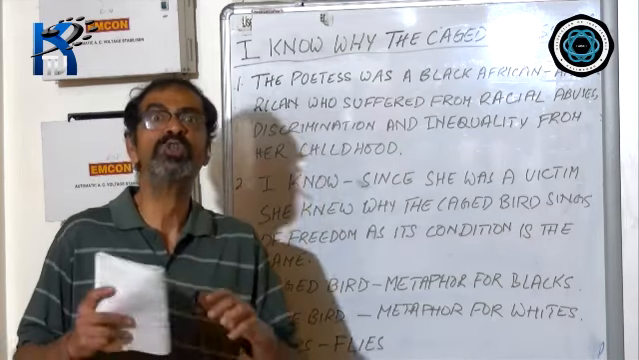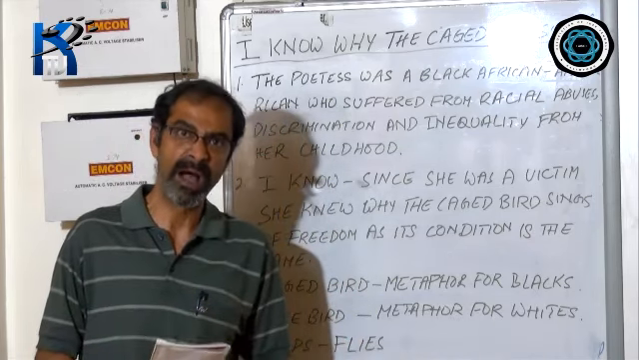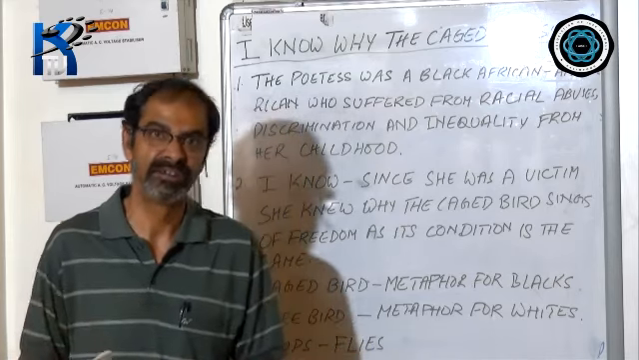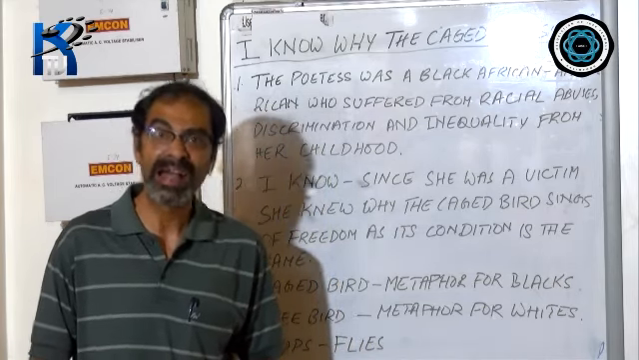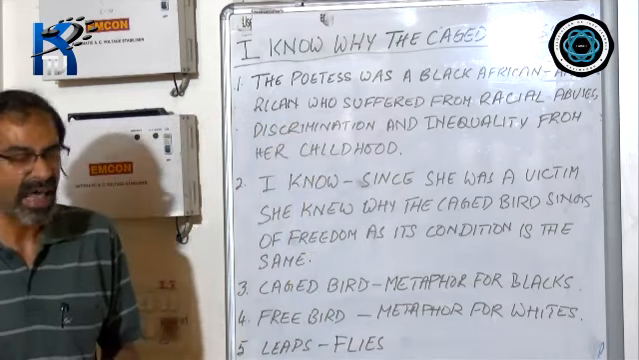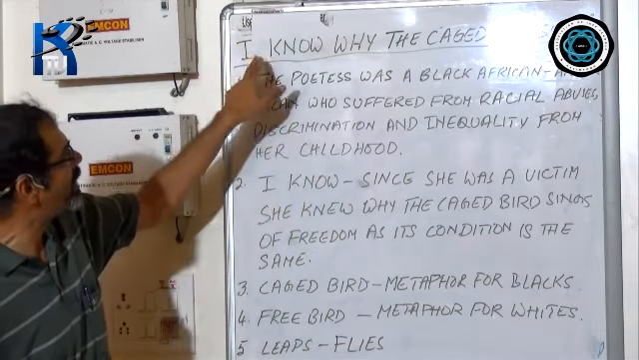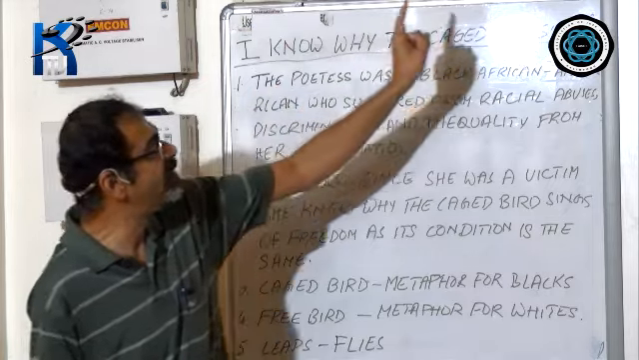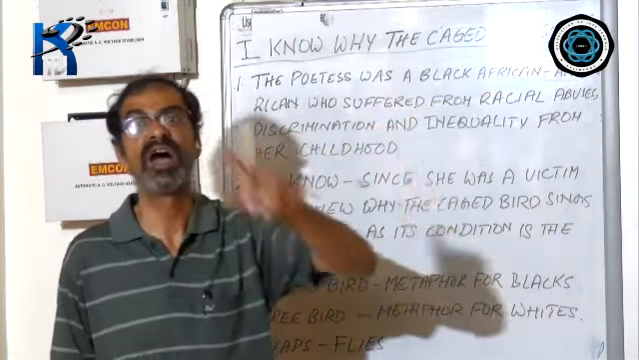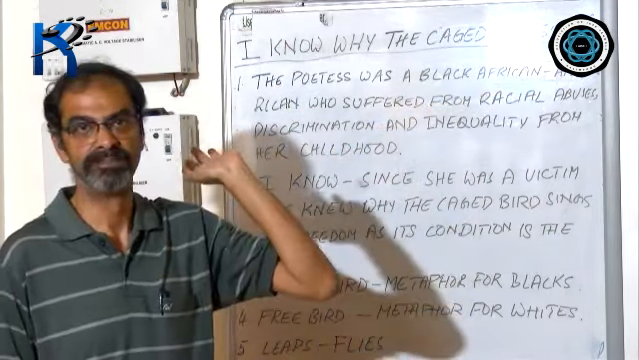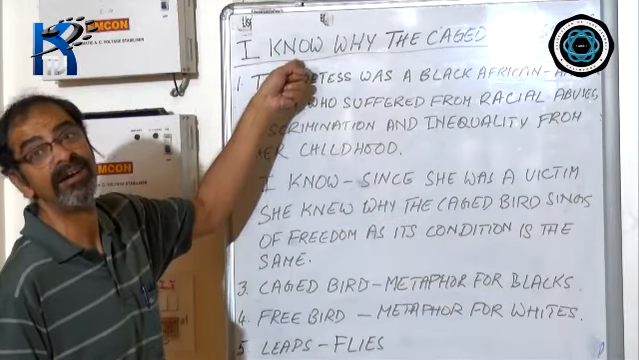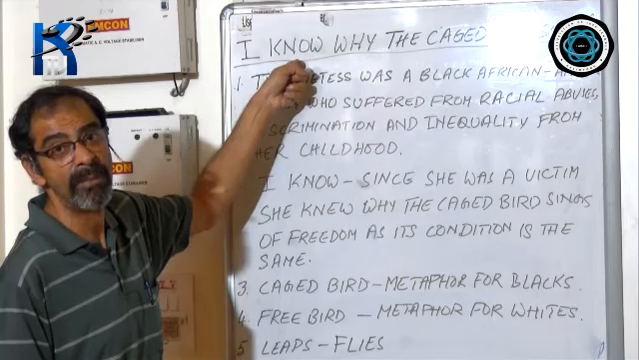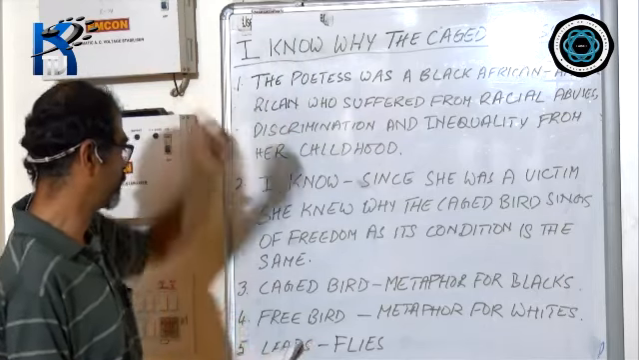What do the blacks sing about or desire? Freedom from racism. And that is why, being herself a victim, the poetess knows why the caged bird sings about freedom. That is what this phrase in the title of the poem refers to.